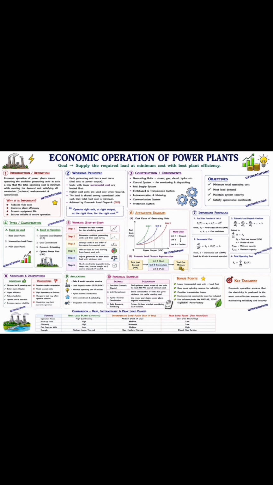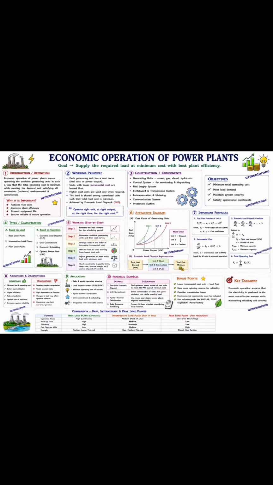Working, step by step. Step 1. Forecast the load demand for the scheduling period. Step 2. Determine available generating units and their cost curves. Step 3. Arrange generating units in the order of increasing incremental cost. Step 4. Allocate load to units starting from the lowest cost unit. Step 5. Adjust generation to meet the exact load at minimum cost. Step 6. Check constraints: capacity limits, ramp rate, reserve margin, etc., and redispatch if needed.